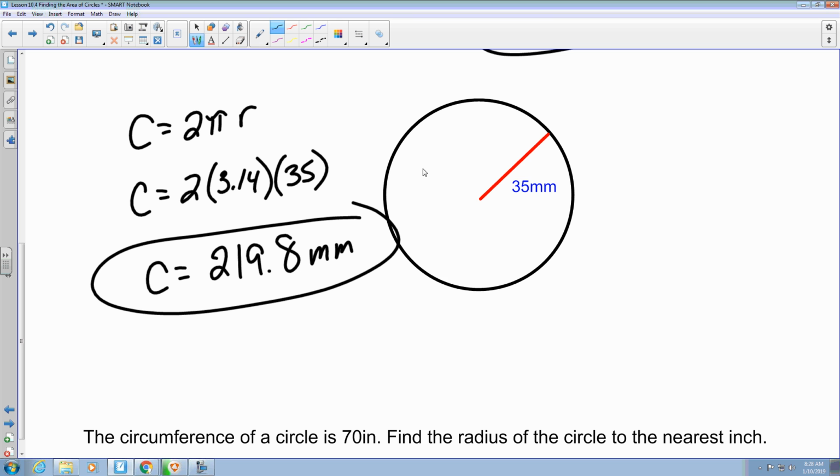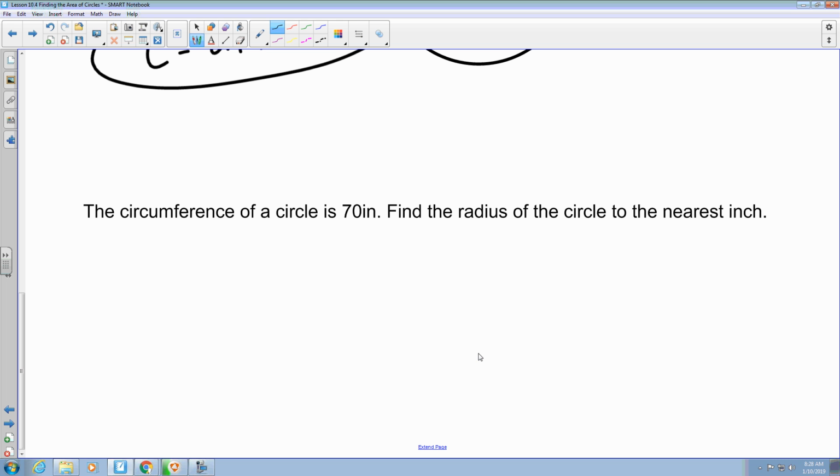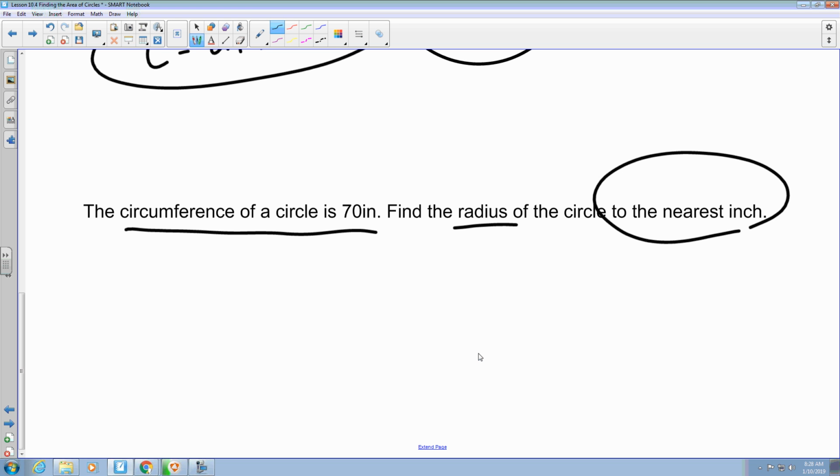Okay, so if we look here, we have a situation where they gave us the circumference of the circle. They're telling us the circumference of the circle is 70 inches. They want us to find the radius of the circle, and they're asking us to round that radius to the nearest inch. So since we're trying to find the radius, let's use the circumference formula where radius is involved.